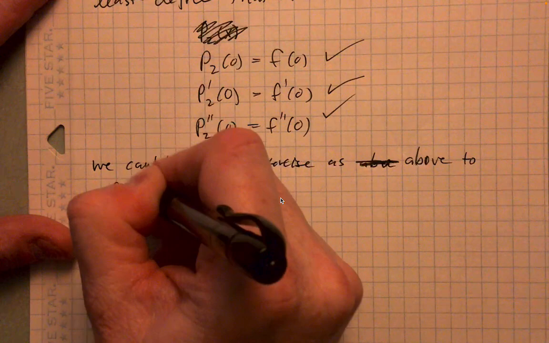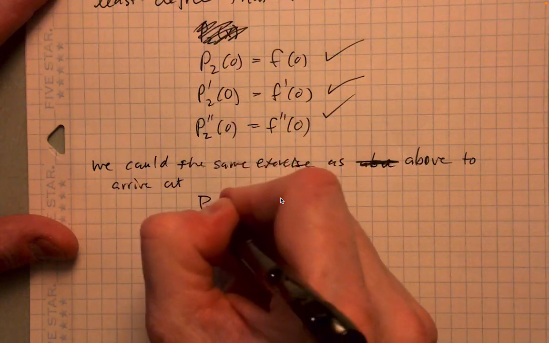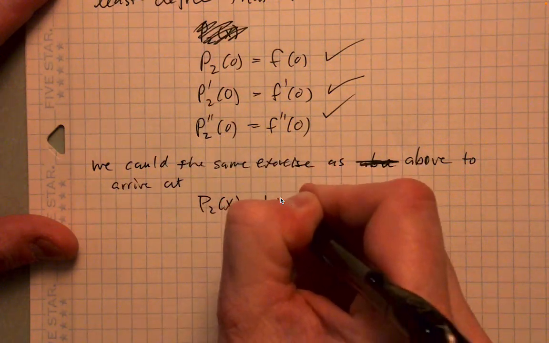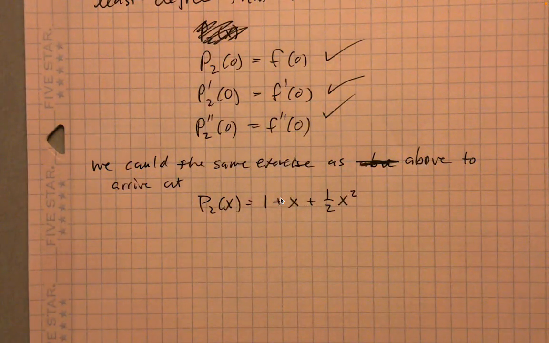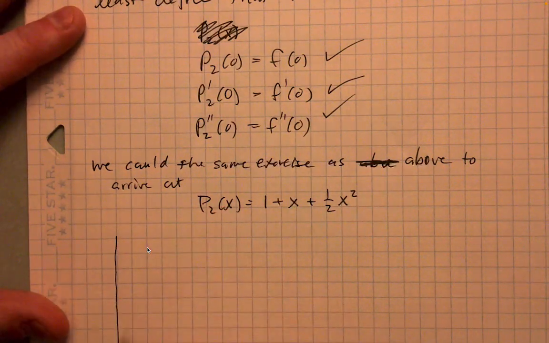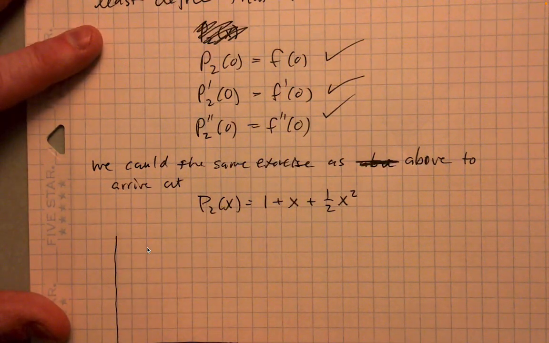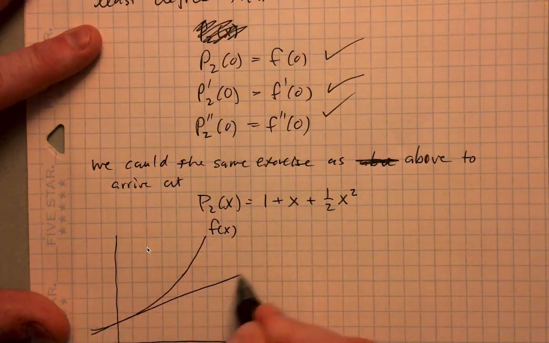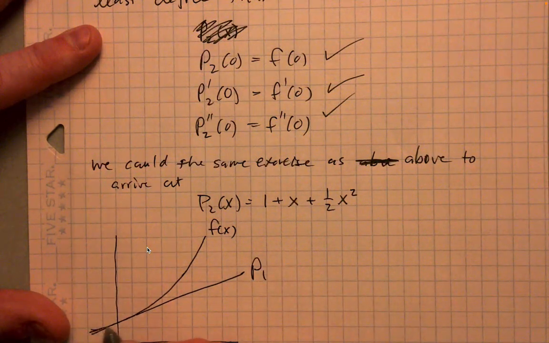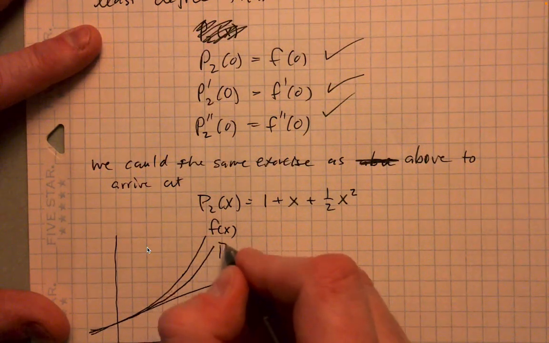To arrive at a P2 of maybe 1 plus x plus 1/2 x squared. Again, you could arrive at this using the exact same methods as what we just used. Having done this, again, another picture. Bear with me here. So if this is your f, and this is your P1, now your P2 looks something like this.